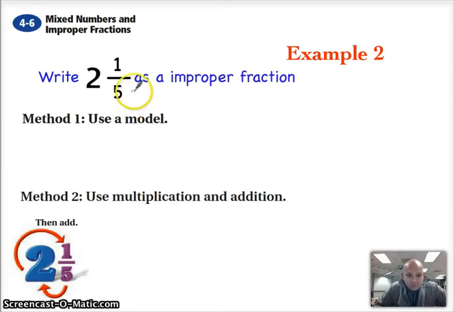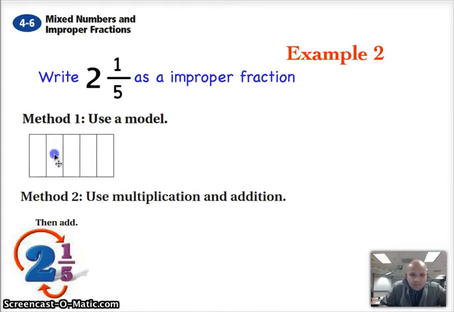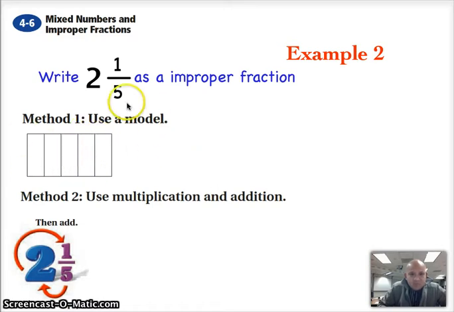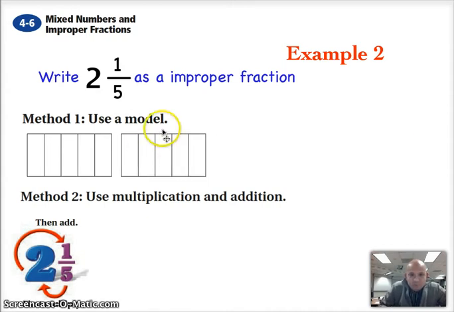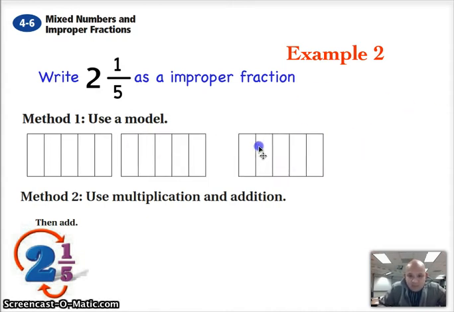Next, we're going to do the reverse. It says write 2 1/5 as an improper fraction. Again, we're going to use a model method. I want you to go ahead and draw a rectangle that's been divided into fifths. 1, 2, 3, 4, 5. So that's 1 whole divided into fifths. 2 1/5 means I have 2 of these rectangles, and then a fifth of another rectangle. Let me draw that out for you. So I have this as 1. There's 2, my 2 wholes, and then 1/5 of this particular rectangle.